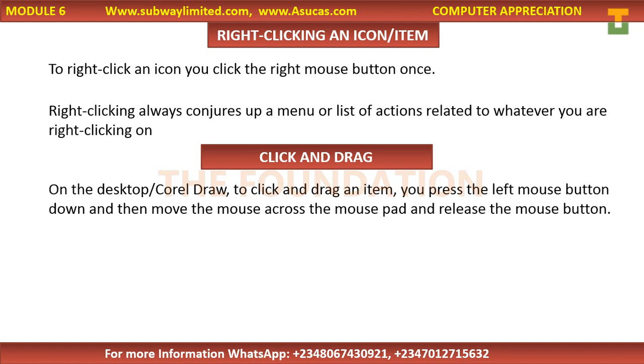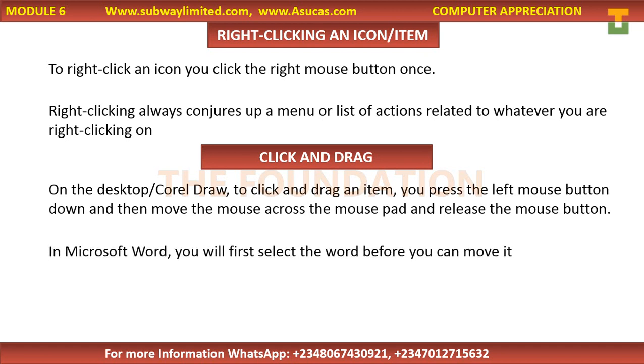So when you want to move, or click and drag, you click on the mouse and hold it down. That's your left mouse. You click and hold it. Then you move your mouse. Depending on where you want to drop the item, you can release it and that item will be there.